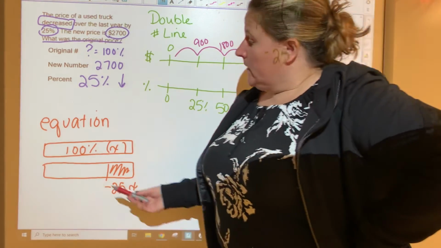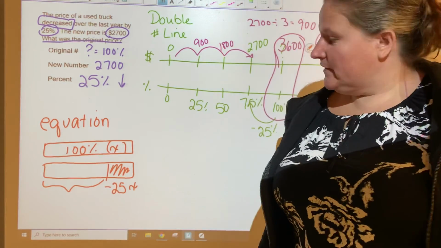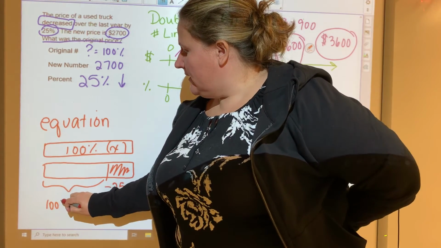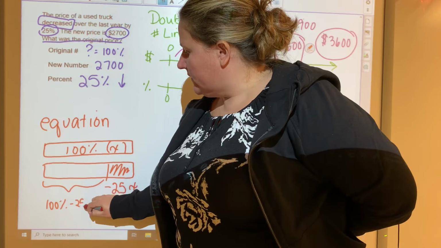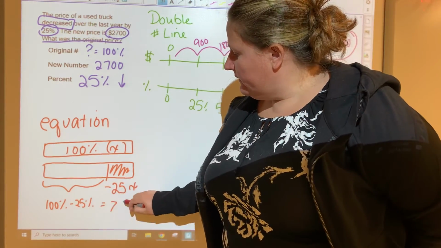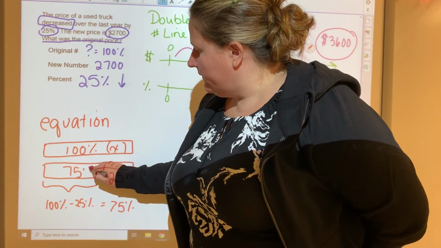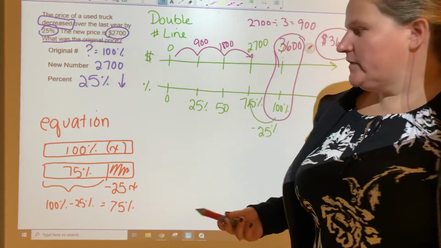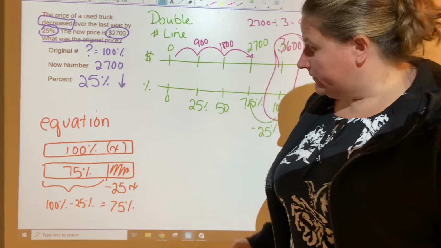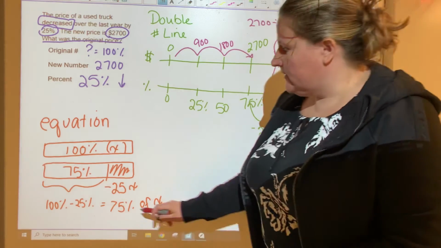So thinking about, to find the piece that's left over, I started with 100%, and now I'm subtracting away 25% of it. 100 minus 25 is 75%. So that means the piece that I'm left over with is 75% of that original, of my missing number. I don't know what that is. Okay, it's 75% of the original.